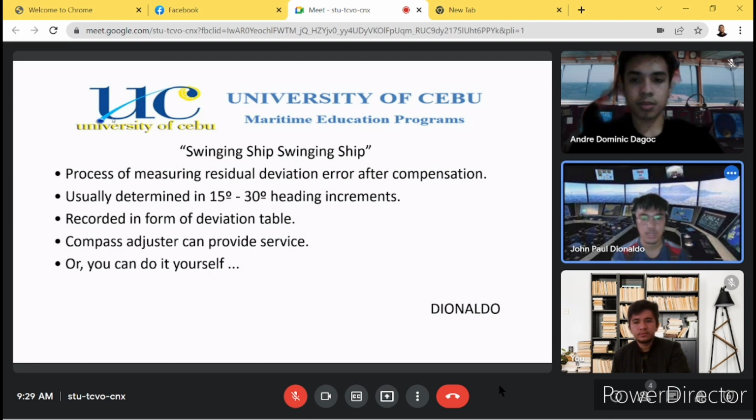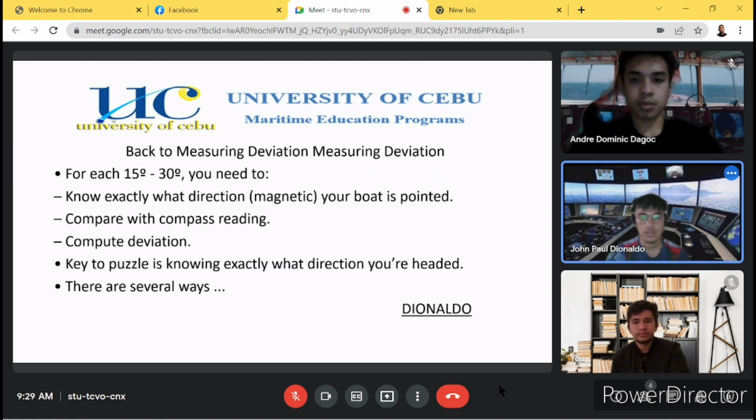A compass adjuster can provide service or you can do it yourself. So next we have, back to measuring deviation for each 15 degrees to 30 degrees. You need to know exactly what direction your boat is pointed. Compare with the compass reading, compute deviation. The key to the puzzle is knowing exactly what direction you're headed.